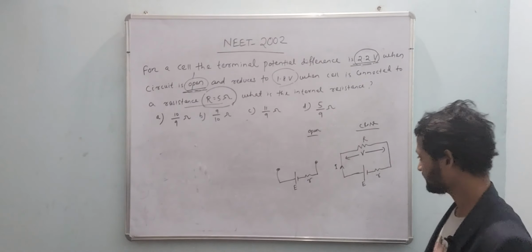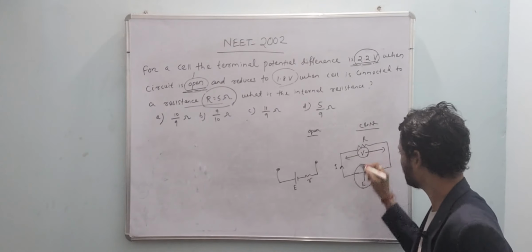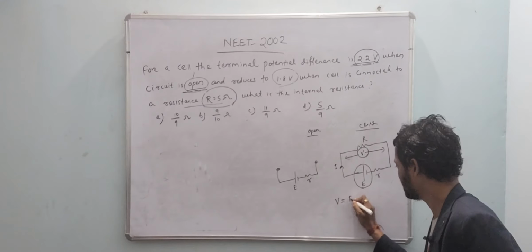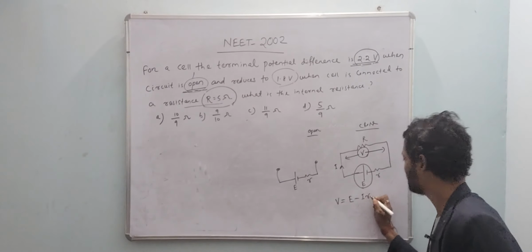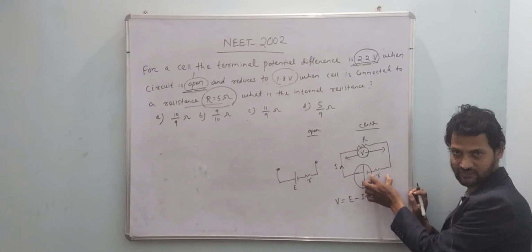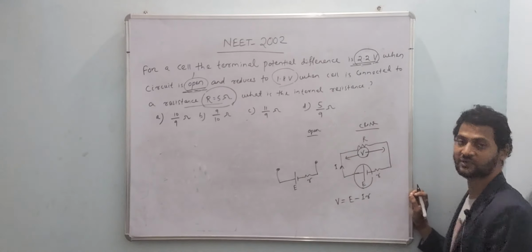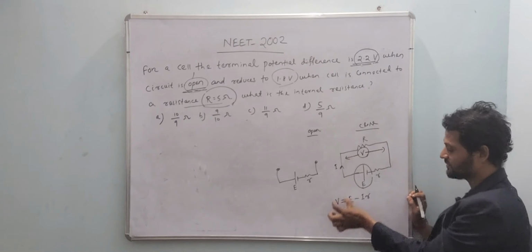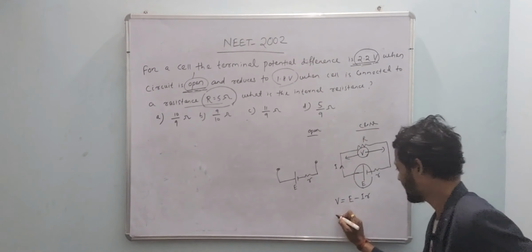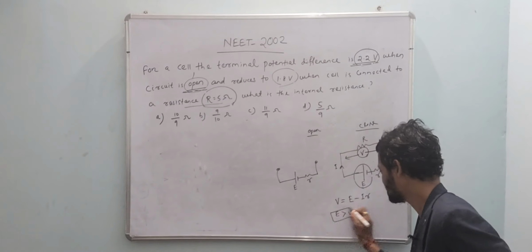The terminal potential difference is nothing but the potential drop across the resistance. So here in closed circuit, the EMF is always more than the potential difference. If you apply KVL here, V will be equal to E minus Ir. So EMF minus the potential drop due to the internal resistance, then we can get the potential difference. V is equal to E minus Ir. So here I can say EMF is more than potential difference.